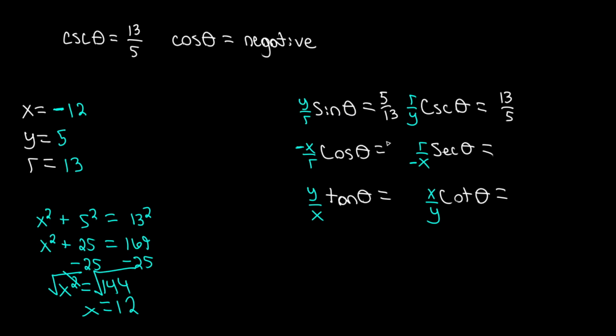Now, just like the other ones, we come over here and plug our information in. Cosine is x over r, so negative 12 over 13. Secant is just the flipped version, so we're going to have 13 over negative 12. For tangent, we have y over x, so we have 5 over negative 12. And for cotangent, we have x over y, negative 12 over 5.